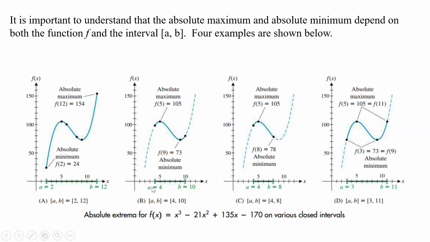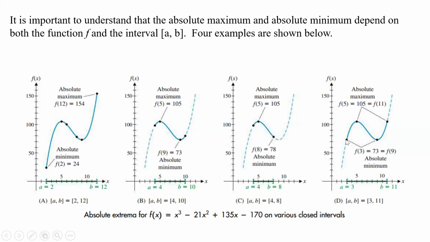Now, if we restrict our interval to 4 to 10 instead of 2 to 12, the absolute maximum is right here at the 5, and our absolute min is here at the 9. So we have the absolutes at different places than on the interval 2 to 12. If we switch it to 4 to 8, our absolute max is still the same as it was here, but our absolute min is now right here, at the 8. So we have differences depending on how we restrict our domain.